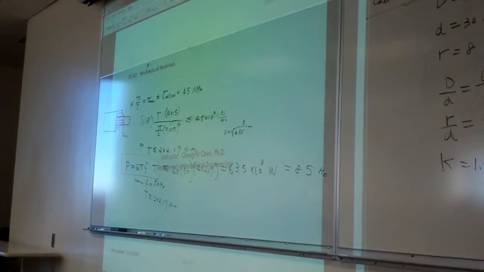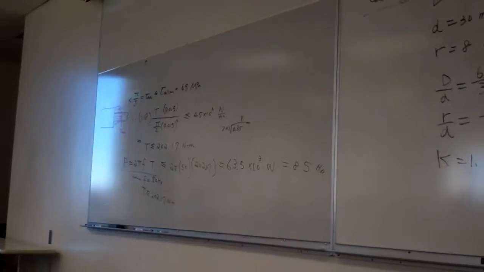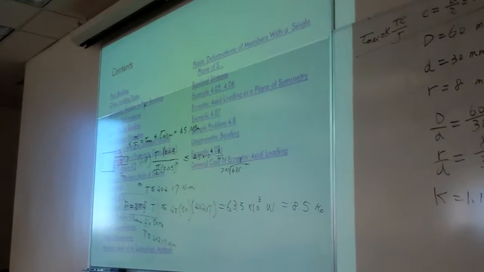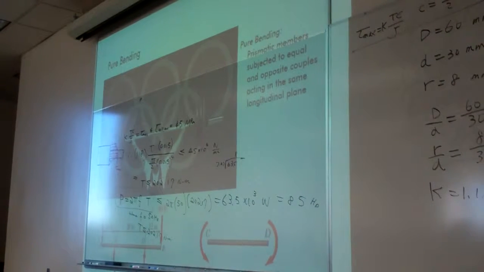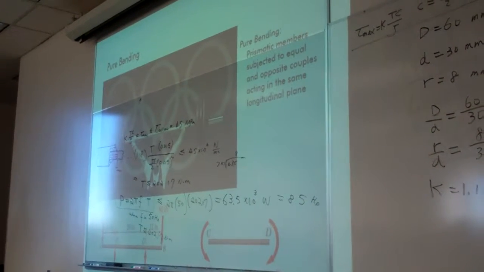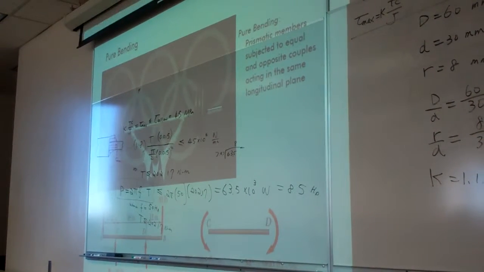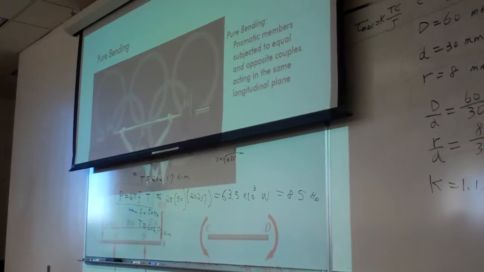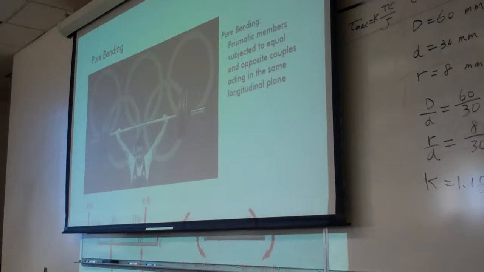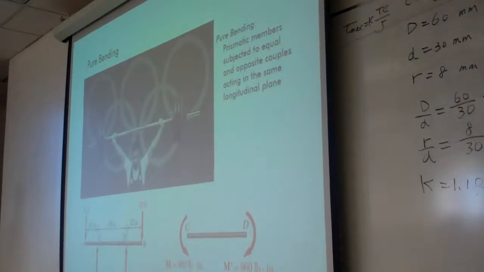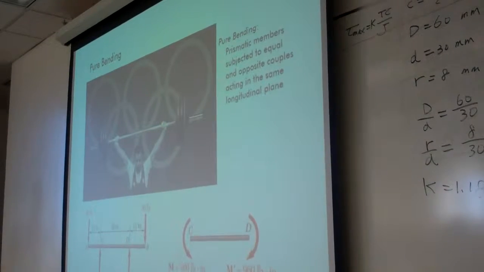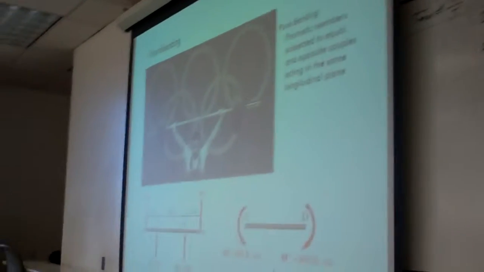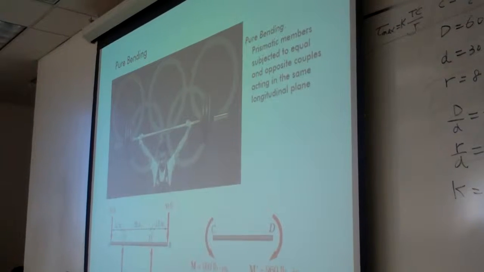You can see here our pace is pretty fast, but I try to give you as much as possible. Chapter 4 is about bending. Chapter 4 is about bending, and what we have talked about so far is axial loading. If this is a bar, if we apply the axial loading, that is chapter 2, and chapter 3 is torsion, and chapter 4 is about bending.